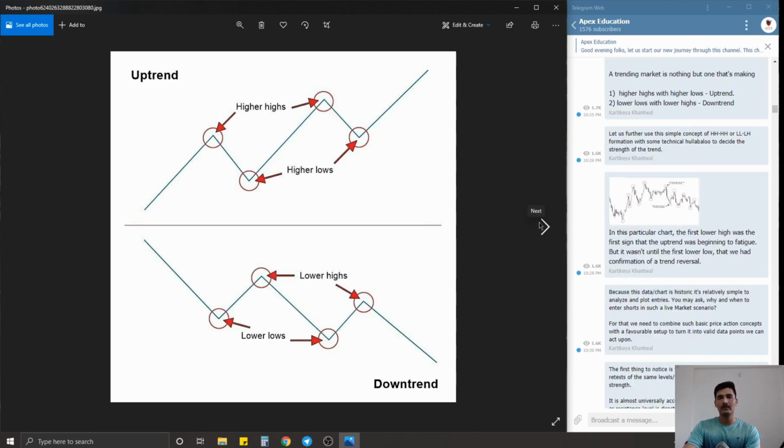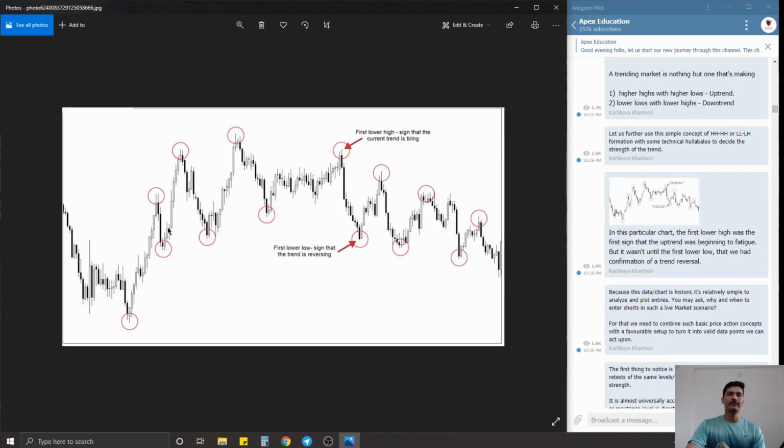Now, if we take this example on a chart, first of all, you need to define what is a swing high and what is a swing low.